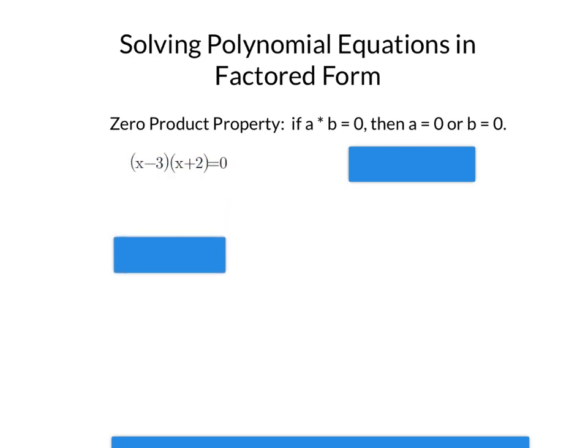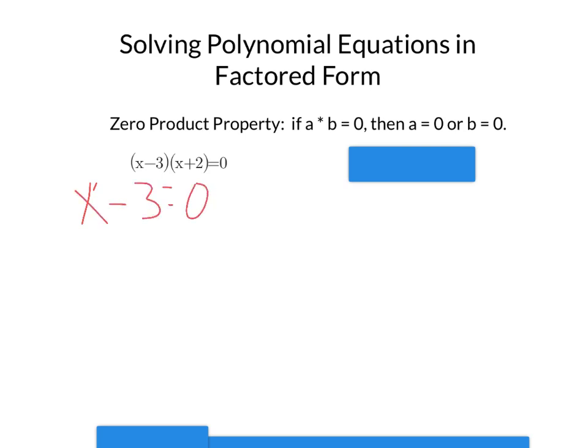Now let's look at an example. If we look at the example of the quantity of x minus 3 times the quantity of x plus 2 equals 0, it's already in factored form. It's been broken down into the product of two binomials. Using the zero product property, I'm going to take each factor and set it equal to 0. X minus 3 equals 0, and x plus 2 equals 0. Now I'm going to solve those two equations to get my solutions or my roots of the equation.